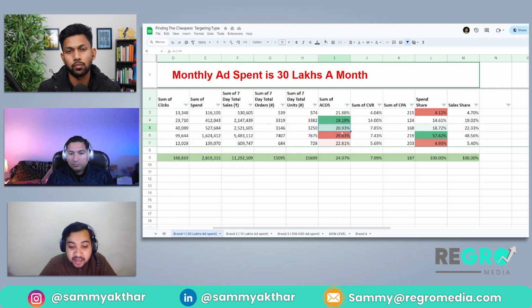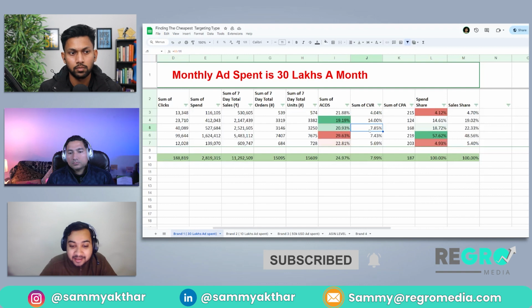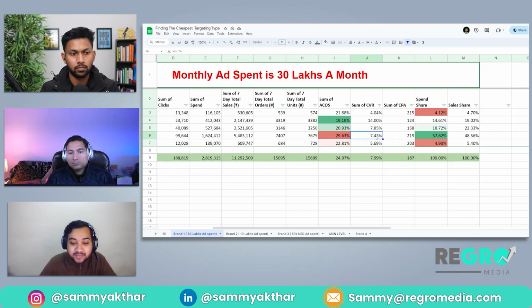Just have a look at the ACOS. Our ACOS is around 30% in exact match type, and it's just 21% in the broad match type, right? There is a difference of 9%. Now, if you look at the conversion rate, surprisingly, our conversion rate in broad match type is slightly higher than what it is in the exact match type.